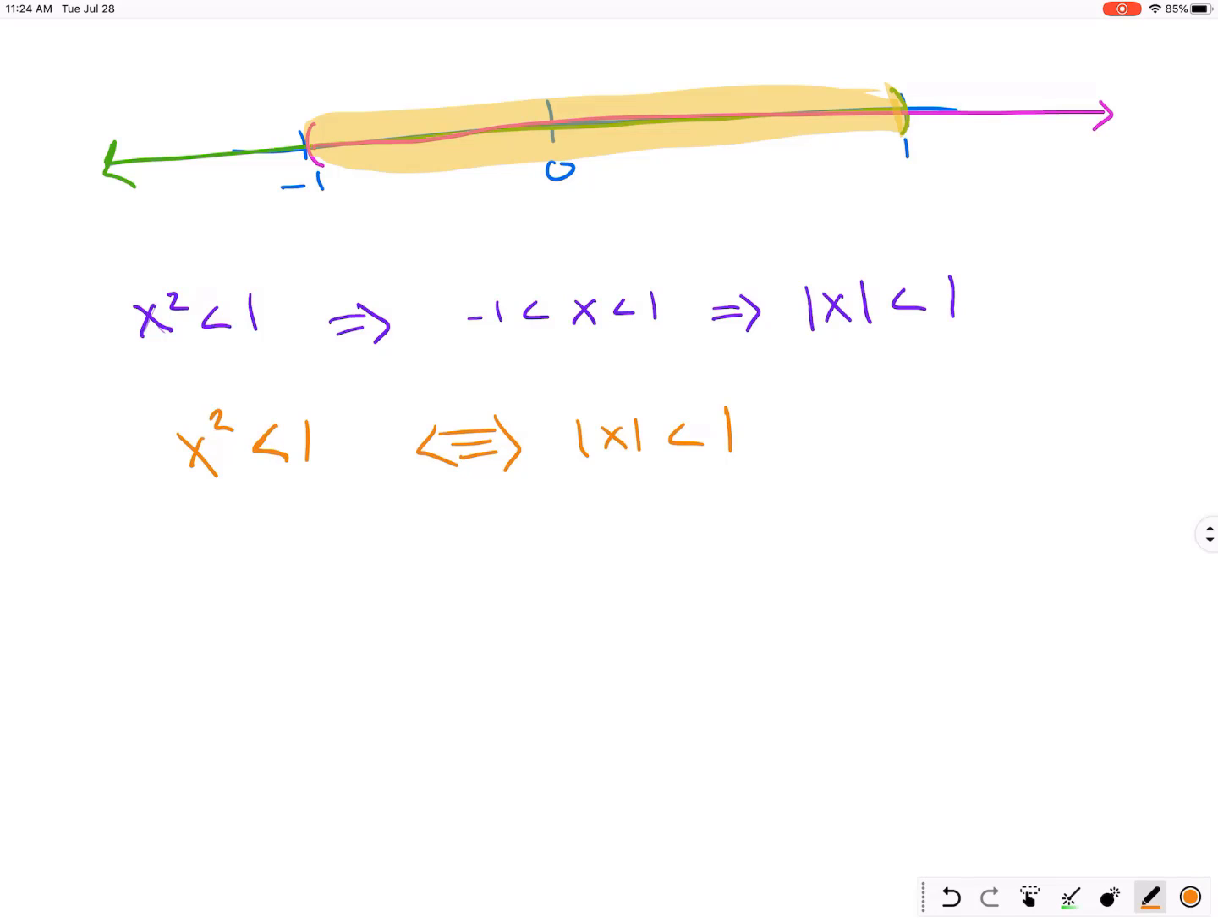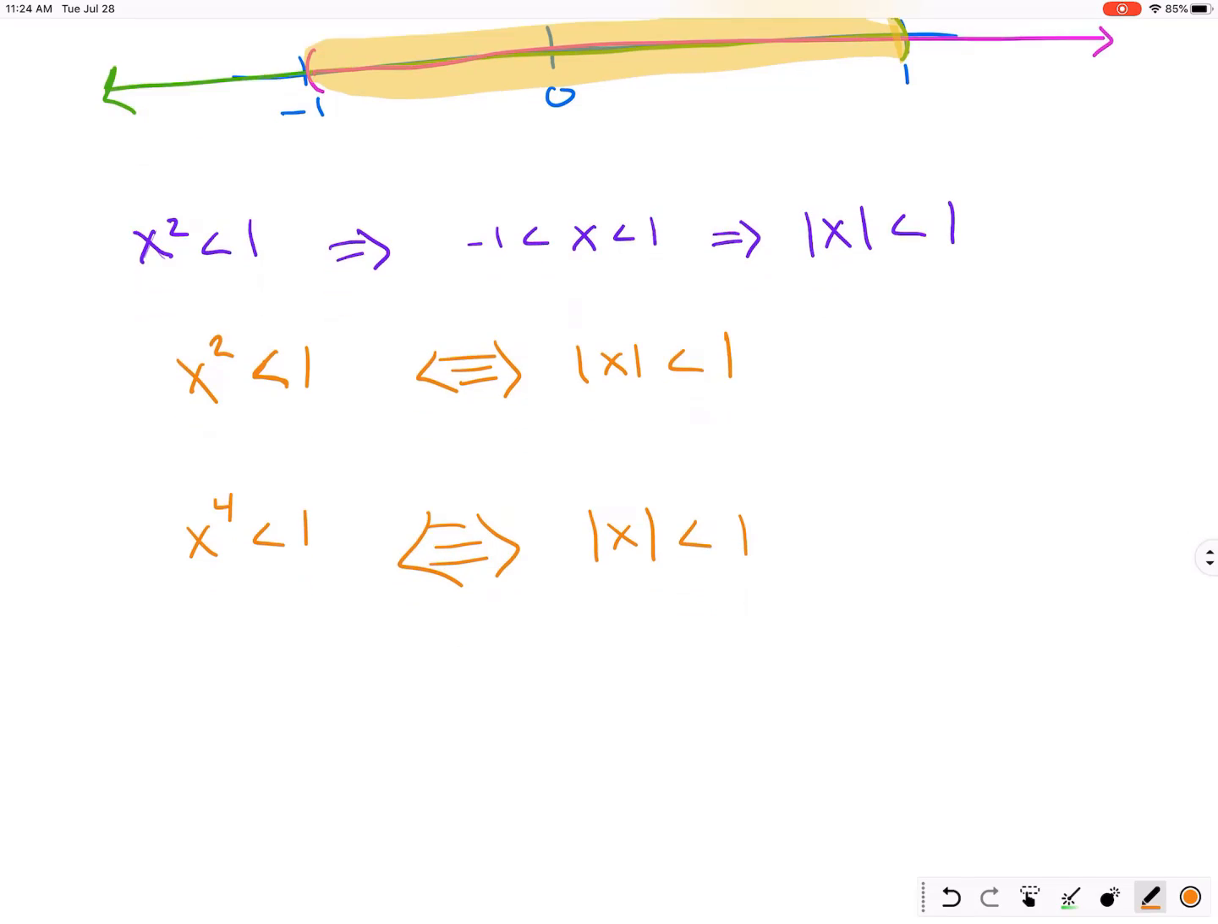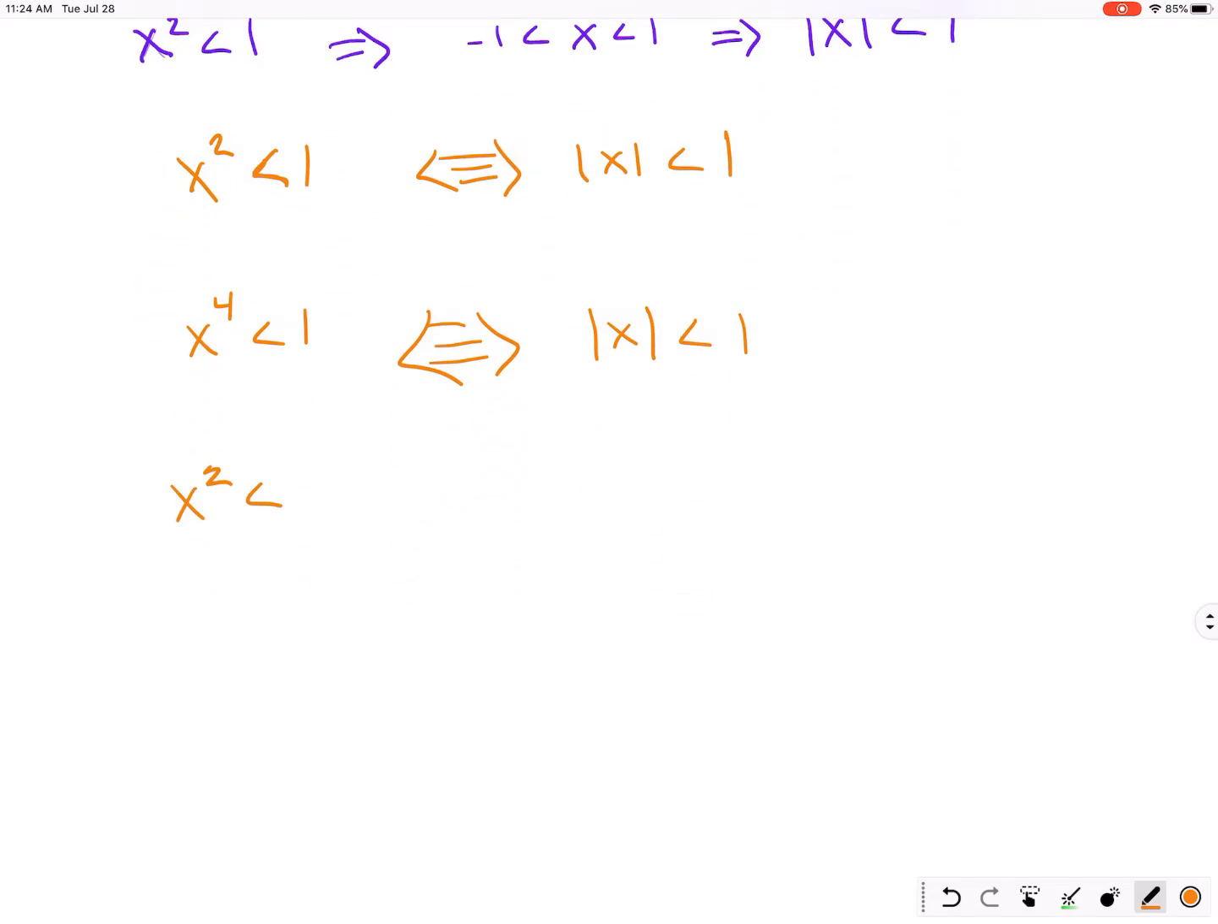The same exact argument can be used for any even power. So x raised to the 4th less than 1 is mathematically equivalent to the absolute value of x is less than 1, and so on and so forth. By the way, if I had x squared less than 4, that would be mathematically equivalent to saying that the absolute value of x is less than 2, and so on and so forth.